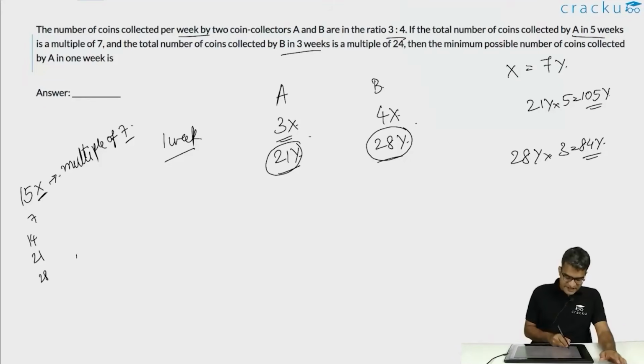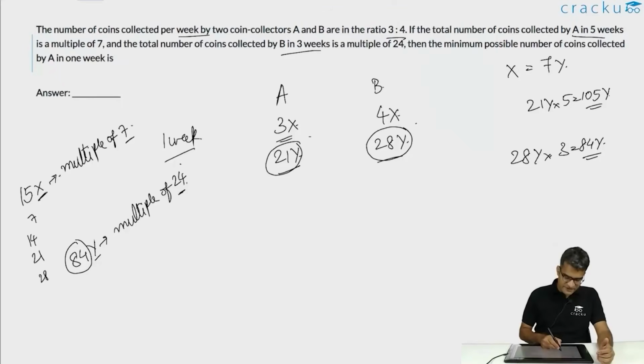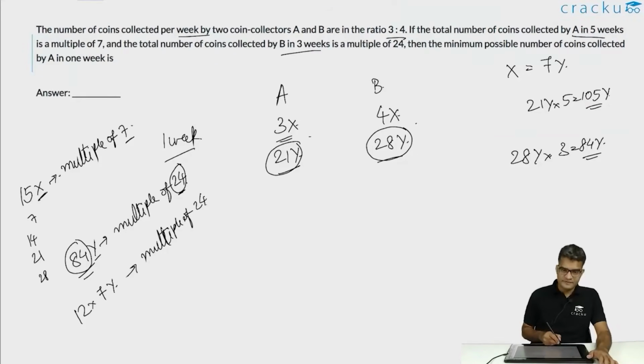Now can we say, like we said earlier, if 84y is a multiple of 24, can we say directly that y has to be a multiple of 24? We can't say that. Why can't we say that? Because now 84 and 24 have some common factors. So for example, 84y, we'll write it as 12 into 7y. So 12 into 7y is a multiple of 24, which is 12 into 2.